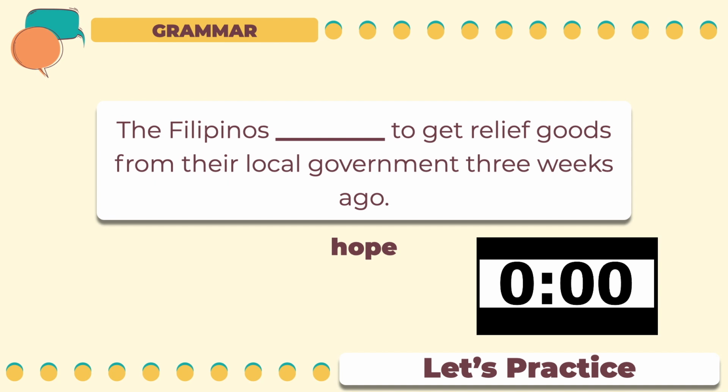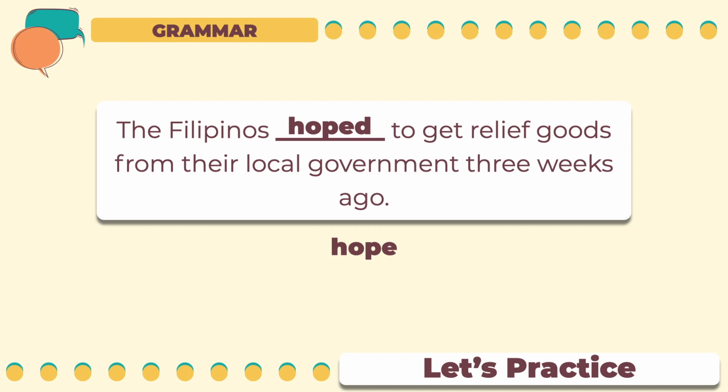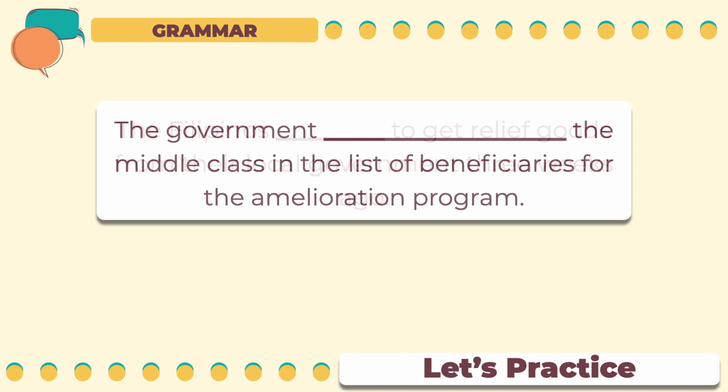The simple past tense of hope is hoped. The Filipinos hoped to get relief goods from their local government 3 weeks ago. Second sentence. The government blank the middle class in the list of beneficiaries for the amelioration program. The verb that you should use in the sentence is the simple past negative of include. You have 30 seconds to answer.